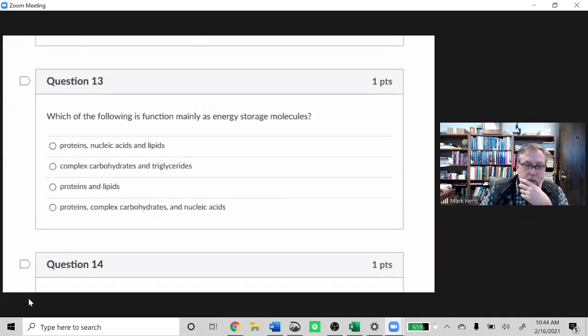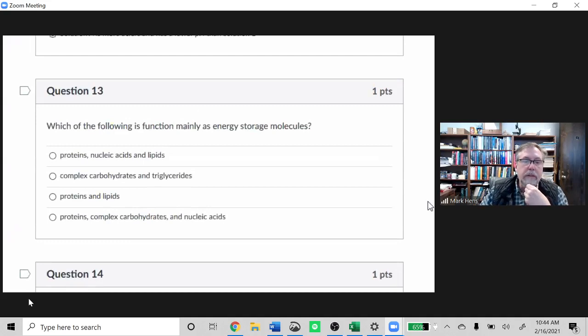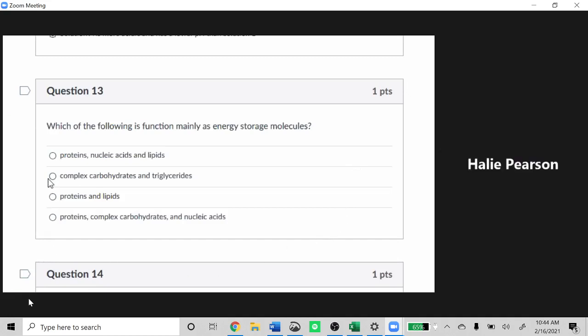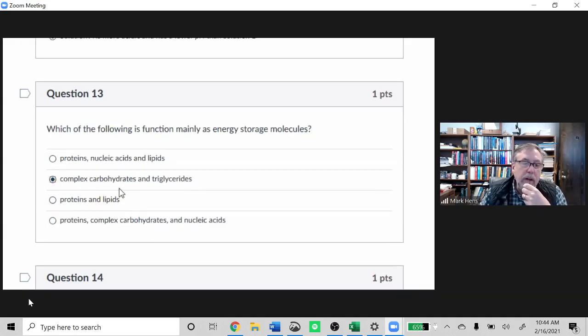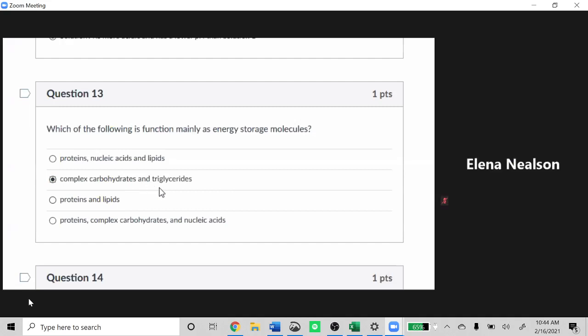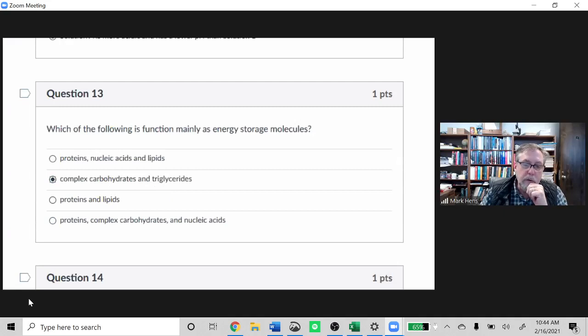All right. Question 13. Which of the following function mainly as energy storage molecules? B, complex carbohydrates and triglycerides. I mean, technically, all of these can be used as a source of energy by different pathways. But complex carbohydrates and triglycerides, their primary function, especially triglycerides and starch and glycogen, are energy storage molecules.